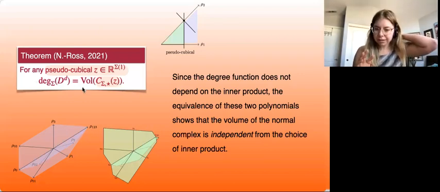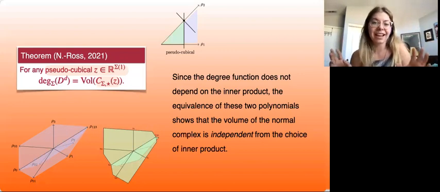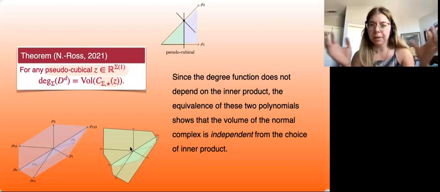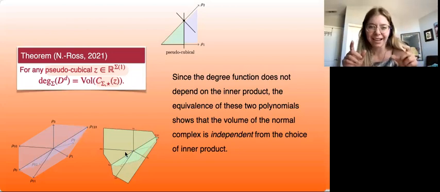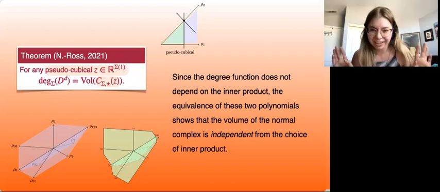And I wish I had this. I don't have the coding skills to create an animation for this, but as you change the inner product, the shape of this completely changes. Each polytope gets bigger or smaller, but the volume of the whole complex stays exactly the same. That's crazy. It's crazy that we made this choice and everything is fine.